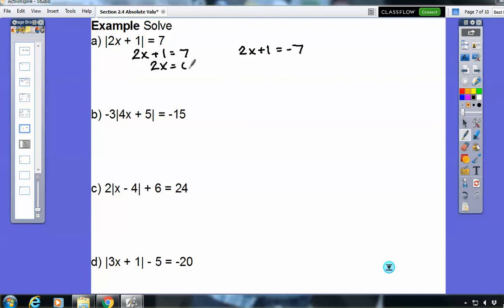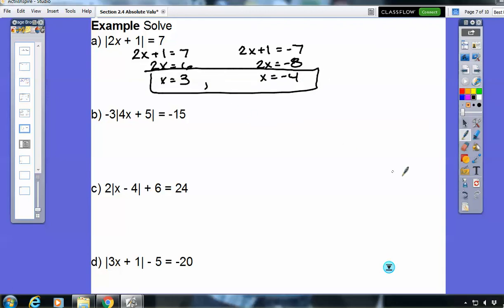So if I subtract 1, divide by 2, I get 3. Over here, if I subtract 1, divide by 2, we get negative 4. Can you check these answers? Absolutely. Plug negative 4 in, you get negative 8 plus 1 is negative 7, absolute value is positive 7. Plug a 3 in, absolute value 7 is 7.